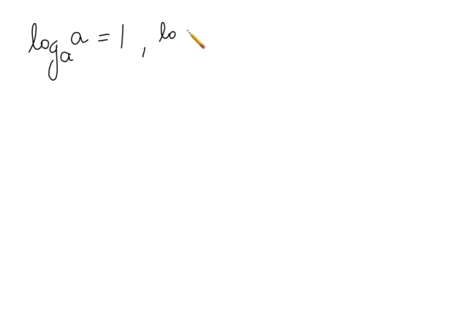The first and most basic rule of log is log of a to the base a is always 1. Log of 1 to any base is always 0. Log of 0 to any base is always undefined. This is basic. This is something which you need to always remember.